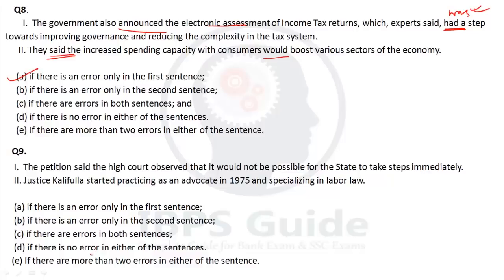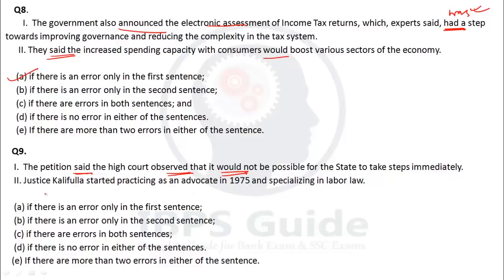Let's move to question number 9. The petition said that the High Court observed that it would not be possible for the state to take steps immediately. So देखो, the petition said, past tense, the High Court observed, past tense, that it would, past tense, not possible for the state to take steps immediately. So continuation of the tense here is correct.